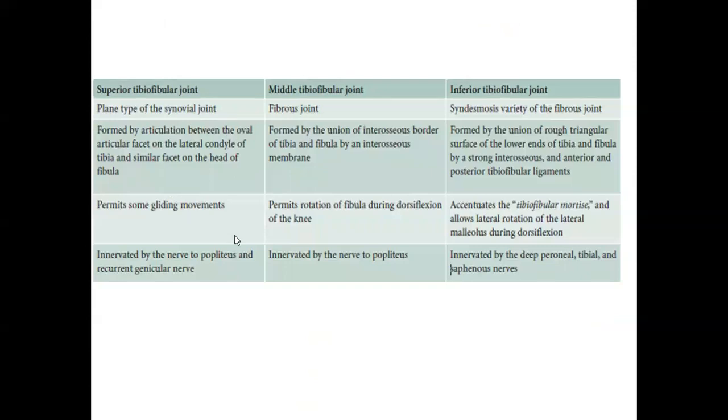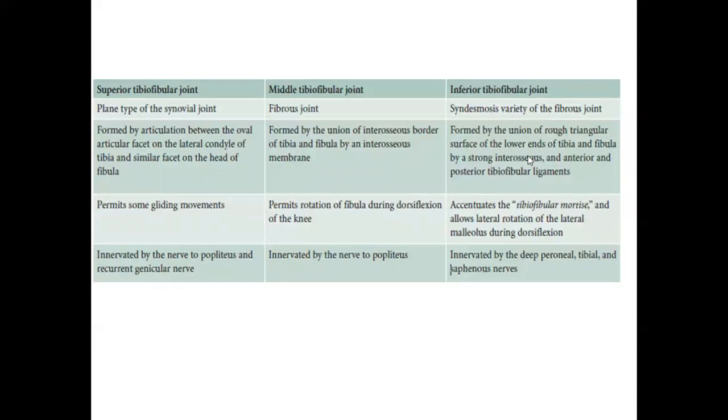Now, you can remember the difference between these three joints. The superior tibiofibular joint is a plain variety of synovial joint. The middle is a fibrous variety, whereas the inferior one is a syndesmosis variety. Superior में articulating surfaces क्या है? There is an oval facet on the lateral condyle of tibia and the head of fibula. Middle wala is between the interosseous borders and it is via the interosseous membrane.